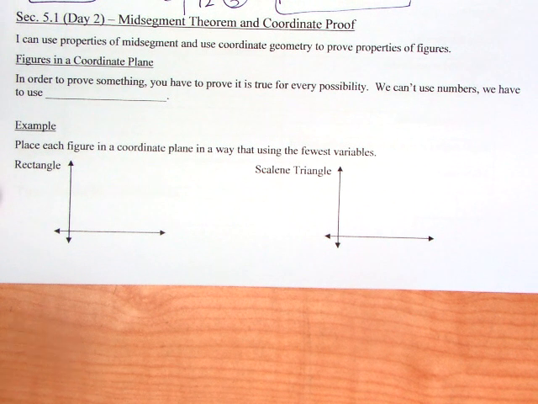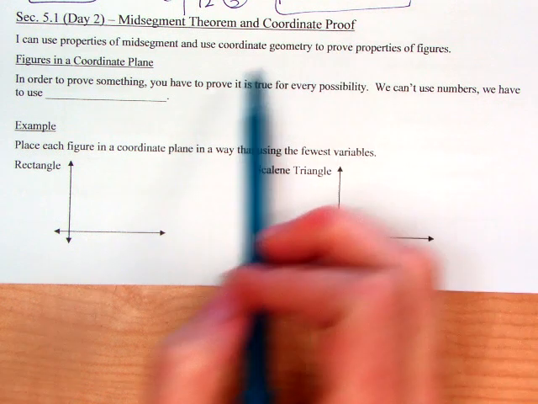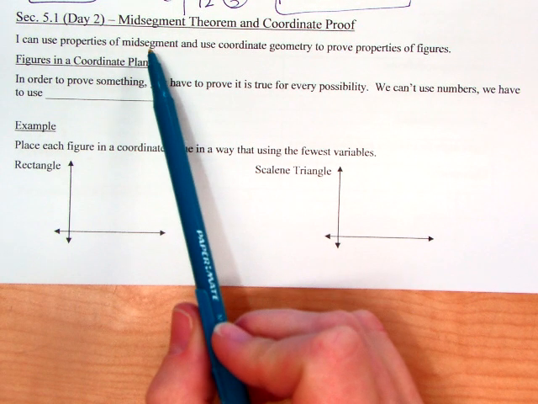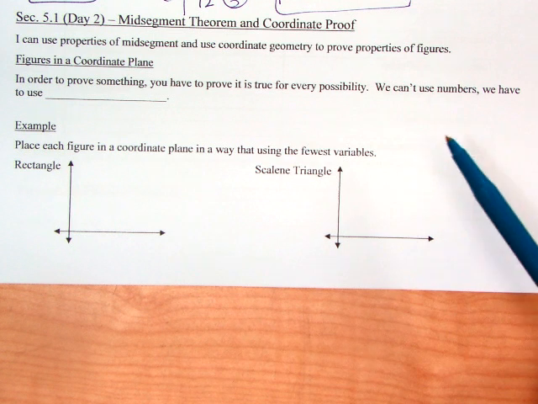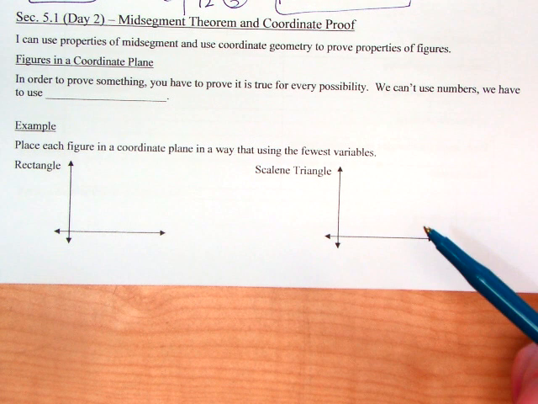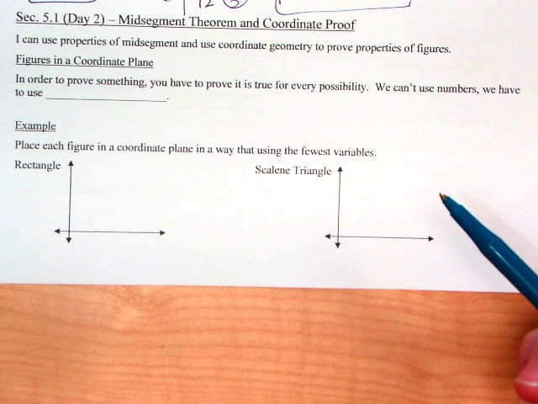All right, this is section 5.1. This is the second day of mid-segment theorems and coordinate proofs. So today we're going to be talking about using some more coordinate geometry proofs, so being able to do that proof. And again, it's not a two-column like we were in the last chapter. It's going to be just using some formulas. And actually, there's only 3 formulas we're going to use.